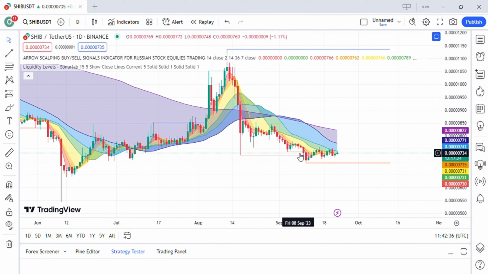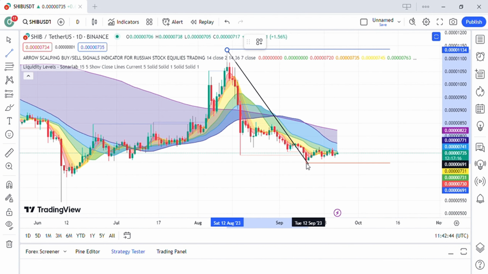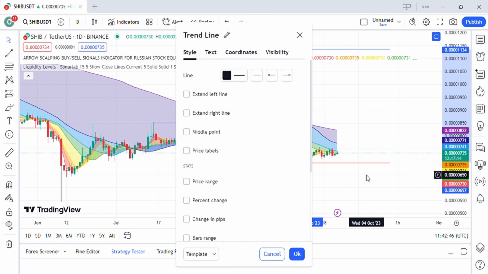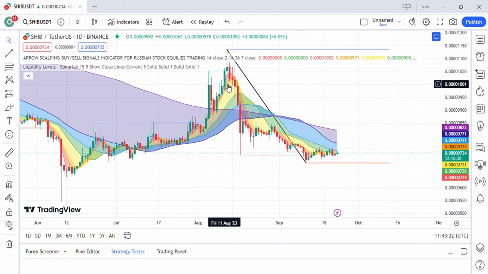As soon as we break out of here, we are going to be changing trend. See what happened from this point. There was a fall all the way down here. Sorry, we've been on a downtrend since the 12th of August. You can see what's happened here.